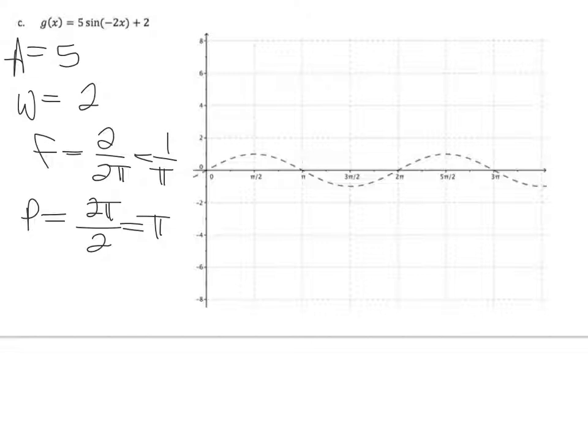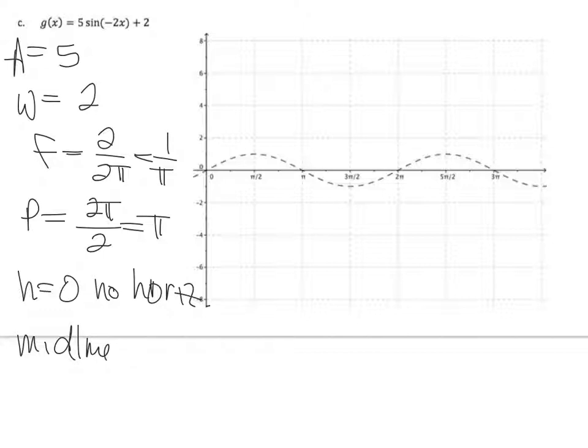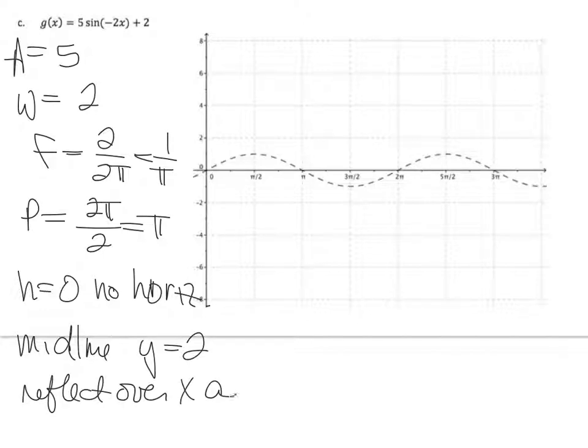The phase h is 0, so we don't have any horizontal translation. k is plus 2, so our midline is y equals 2, and then we reflect over the x-axis. Cool? Alright, so I'm going to go ahead and draw my midline.